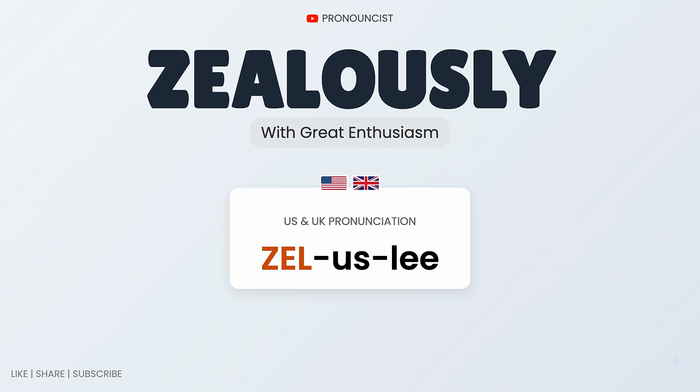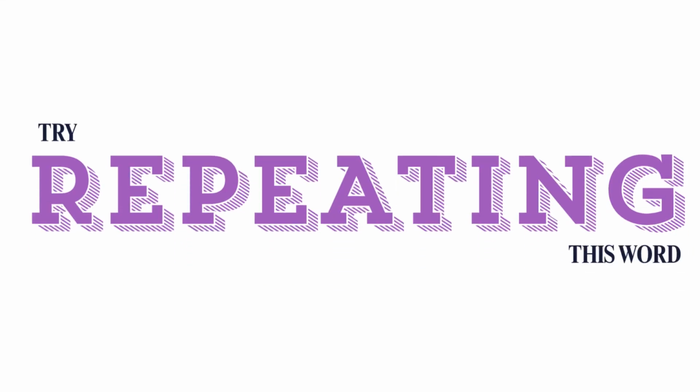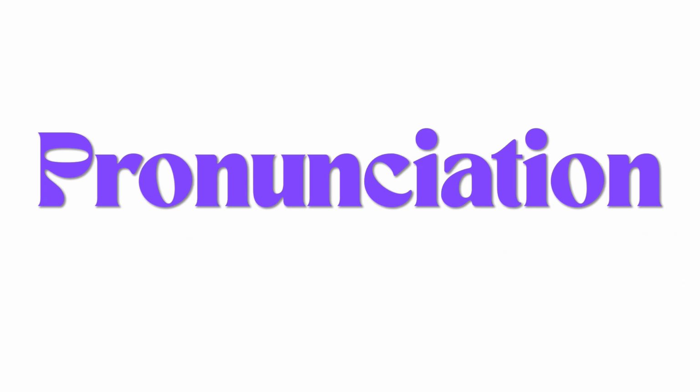The best way to practice is to repeat the syllable multiple times. The meaning of the word is with great enthusiasm. Try repeating this word several times to improve your pronunciation.